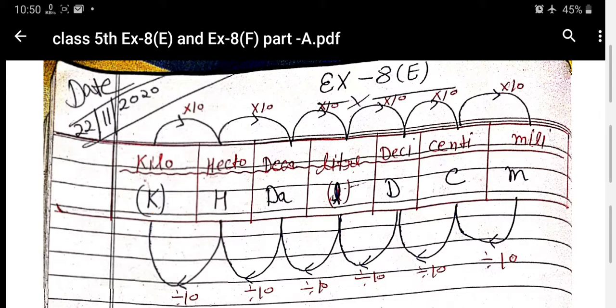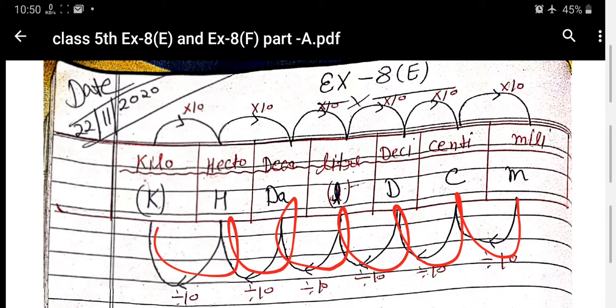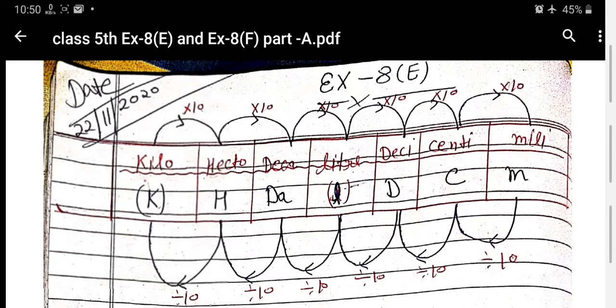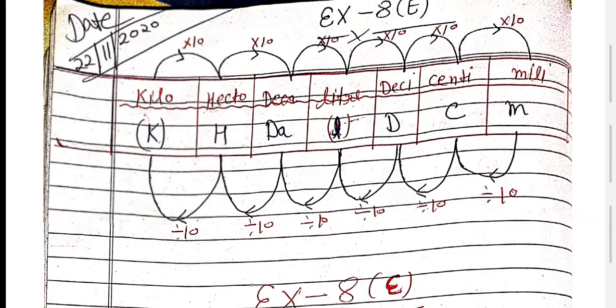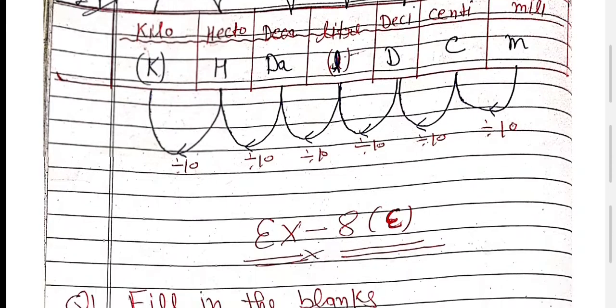M for milli. All of you know that if we move from this side to this side, then we have to multiply by 10 at each step. And if we are moving from this side to this side, then we have to divide by 10 at each step, as you know very well, because previously we also discussed this table for gram and meter also.